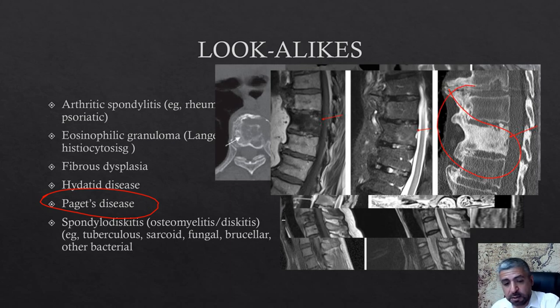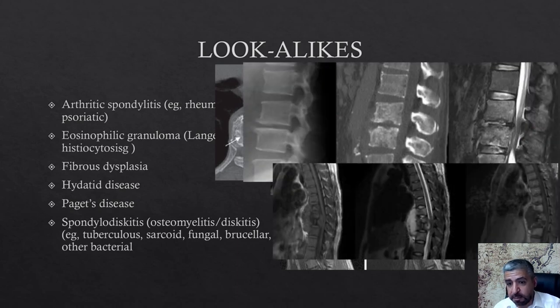Paget disease can also involve the vertebrae. And the last thing that we're going to talk about in this episode is spondylodiscitis, in all of its types, whether it's just an osteomyelitis or discitis. For example, it can be caused by tuberculous, sarcoid, fungal, brucellar, and other bacterial organisms, all kinds.